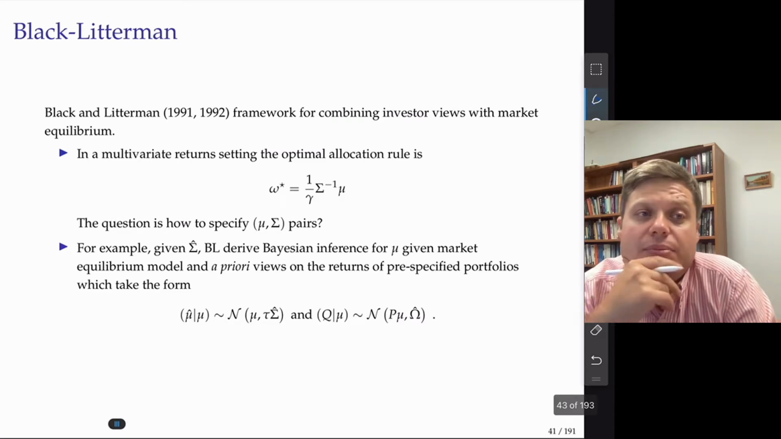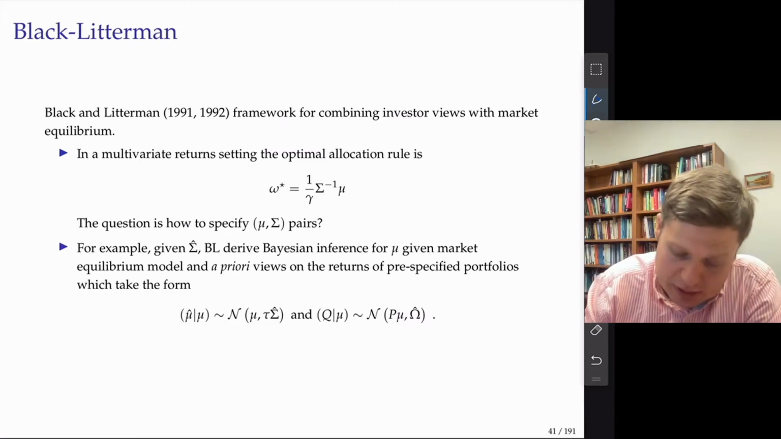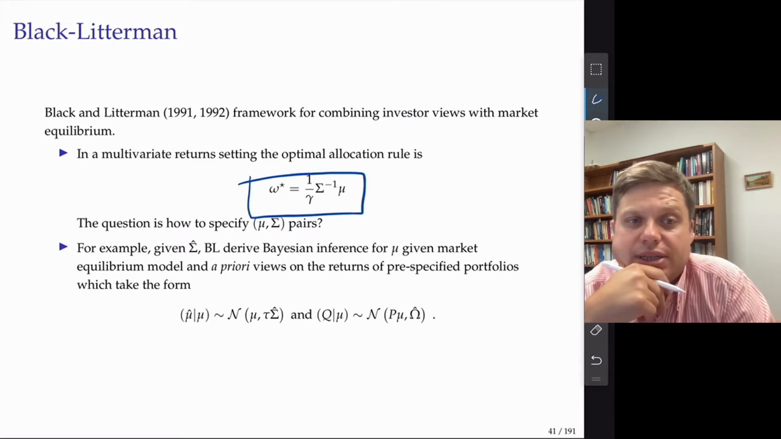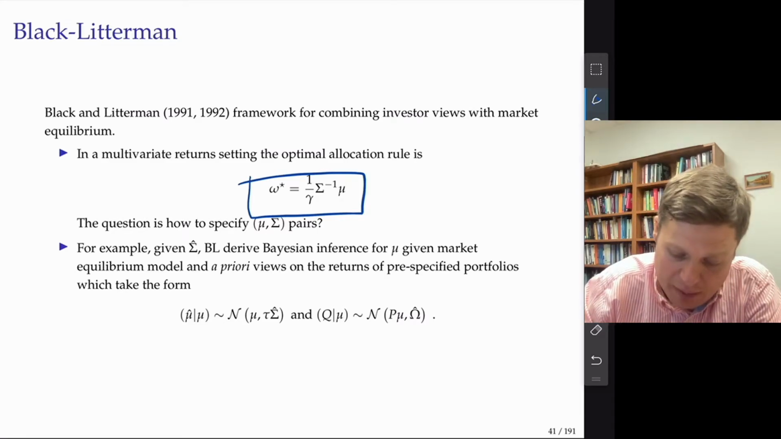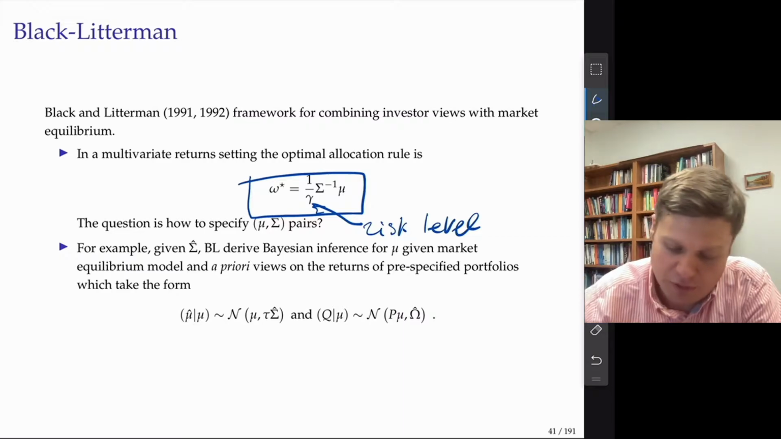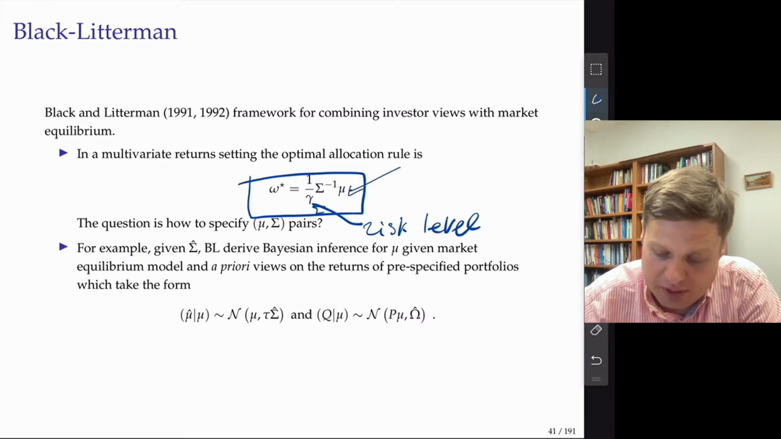Now we're going to look at another example, the Black-Litterman example. We talked about this continuous generalization of the Kelly rule, that your optimal allocation omega star is 1 over gamma, where gamma is your risk level, and then mu over sigma. But now in this case, we're not going to look at a single investment. We're going to look at investing into a portfolio. So now mu is going to be the expected return of each of the elements of this portfolio. Now in this case, it's a vector.